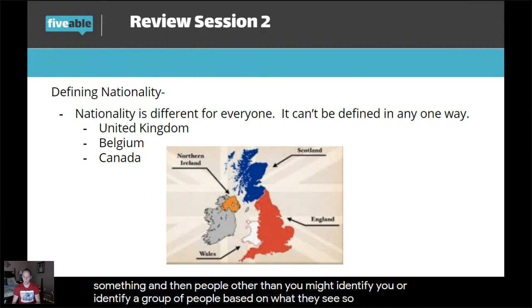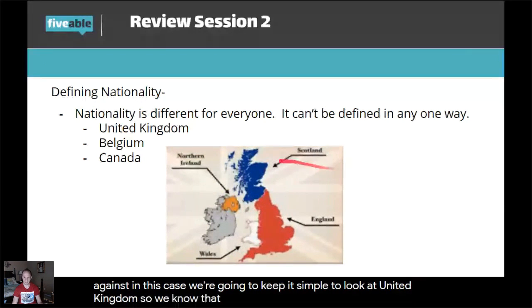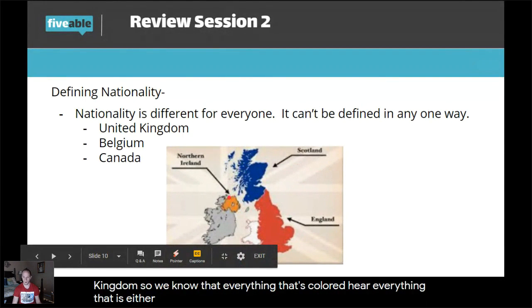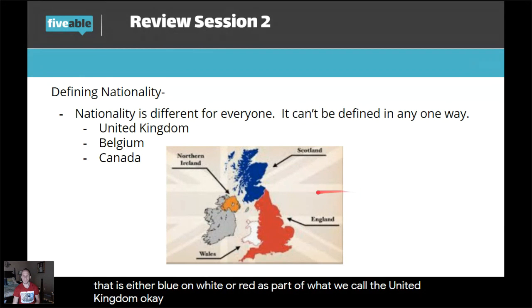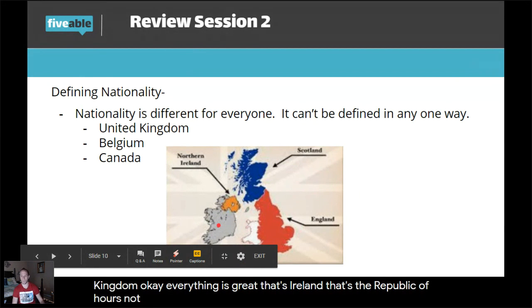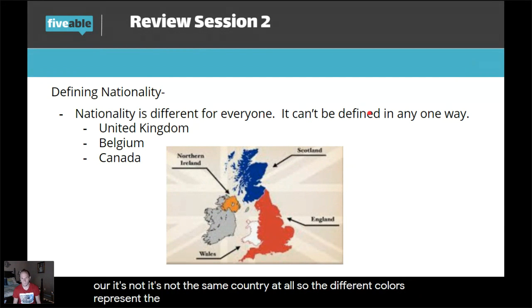So identifying against. In this case, we're going to keep it simple and look at the United Kingdom. So we know that everything that's colored here, everything that is either blue, orange, white, or red is part of what we call the United Kingdom, okay? Everything that's gray, that's Ireland. That's the Republic of Ireland. It's not the same country at all. So the different colors represent the nations that associate with the territory where they live.